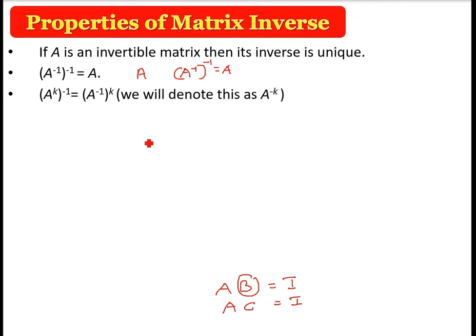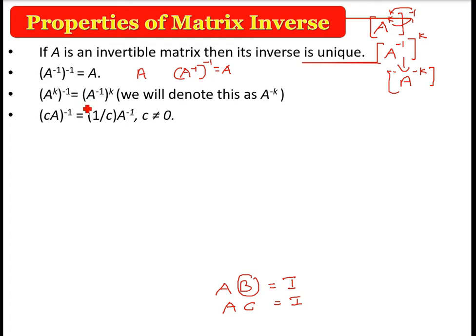Then we have another property: if the matrix has some power, say A raised to the power k, and we want to find the inverse of this, this is the same as exchanging the position of -1 and k. That is, we can take first the inverse, then raise it to the power k. So we can also denote it by A raised to minus k. So we can interchange it basically.